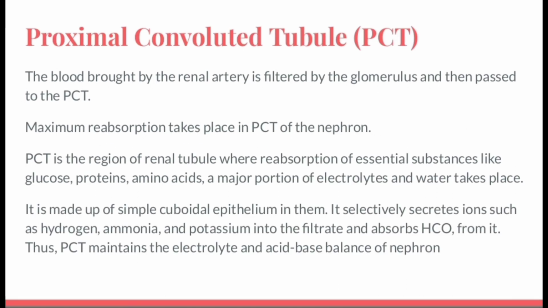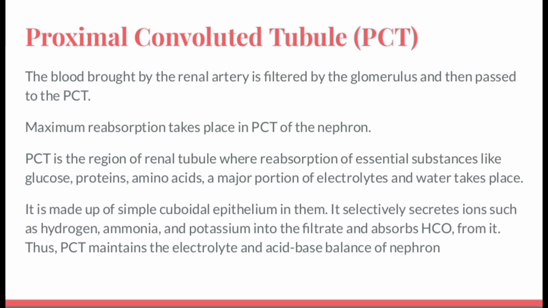Proximal convoluted tubule (PCT). The blood brought by the renal artery is filtered by the glomerulus and then passed to the PCT. Maximum reabsorption takes place in PCT of the nephron. PCT is the region of renal tubule where reabsorption of essential substances like glucose, proteins, amino acids, a major portion of electrolytes, and water takes place.